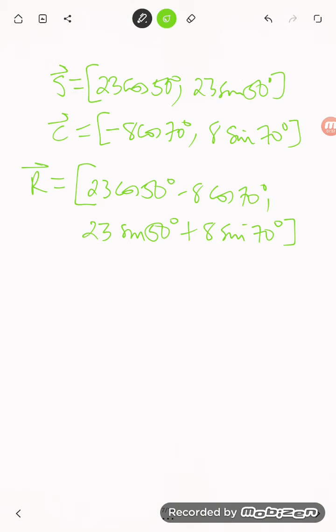So let's just put that all in the calculator. 23 cos 50. Make sure you close the bracket after the 50 if your calculator has a bracket there, otherwise you won't get the right answer. Minus 8 cos 70 degrees. So I have 12.048. Keep a few decimals here. And for 23 sine 50 plus 8 sine 70, I have 25.14.